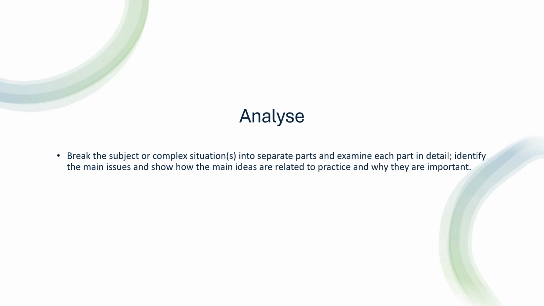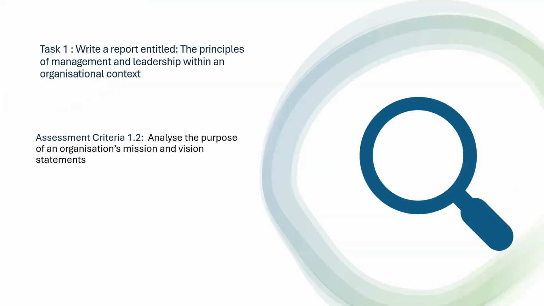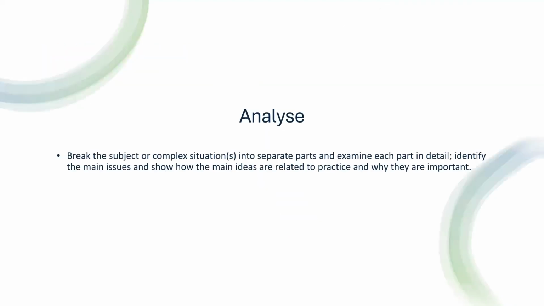So that means we need to break the subject or situation into separate parts, examine each part in detail, identify the main issues, show how the main ideas are related to practice, why they are important. All right. So what do I read into that? We need to pull apart what we mean by a mission statement and a vision statement. What's the connection between the two, and make some judgments perhaps in terms of why are they important in practice. So to respond to that, I think we need probably a little bit of theory and a little bit of practice. So let's see how we go.